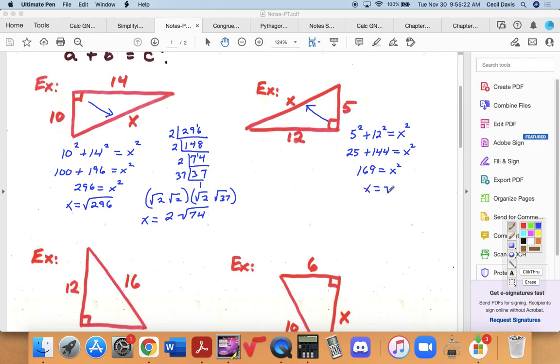So x is the square root of 169, which is what? 13. This is an example of something that's called a Pythagorean triple.